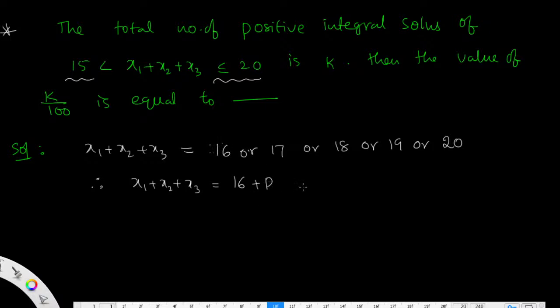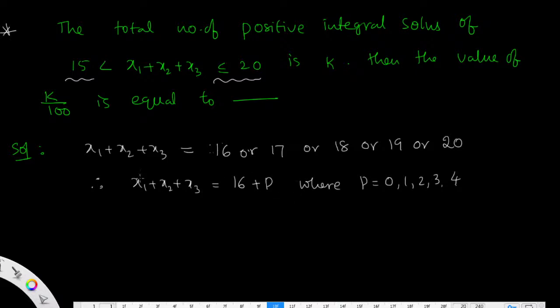16 plus some p, where p equals 0, 1, 2, 3, 4. 16 plus 0 means 16, 16 plus 1 is 17, 18, 19, 20 like that. Therefore, the relation goes to x1 plus x2 plus x3 equals 16 plus p.